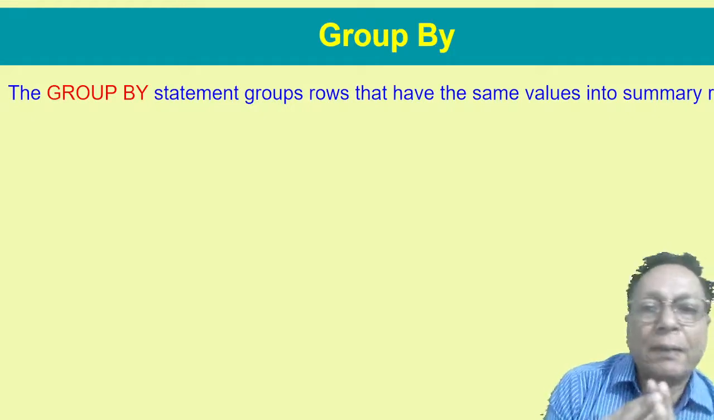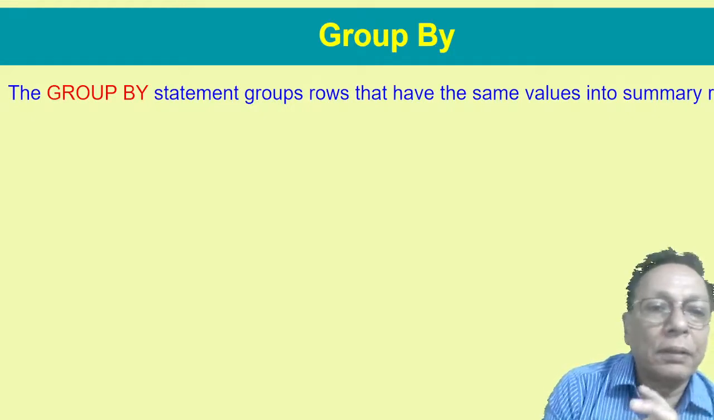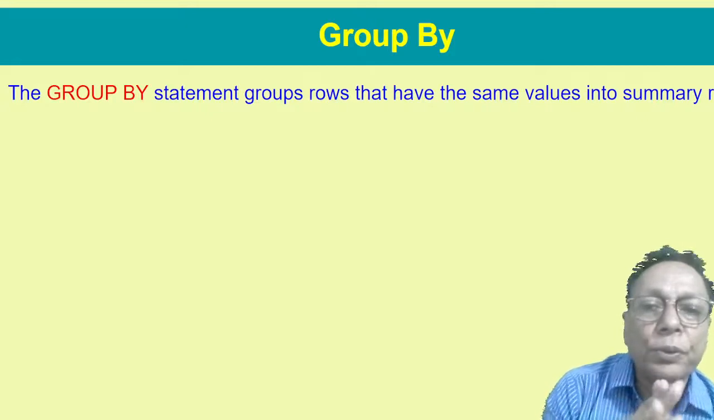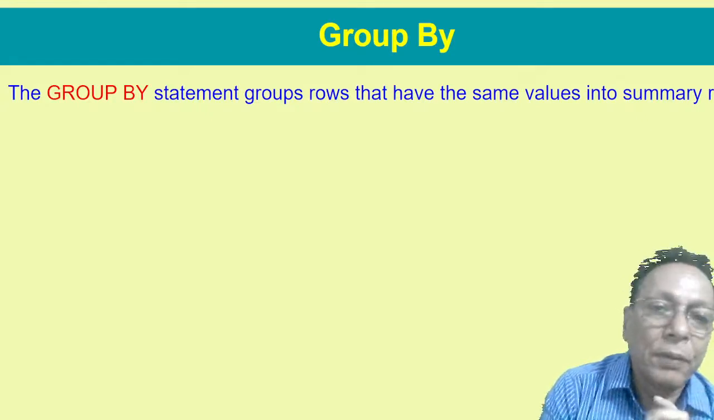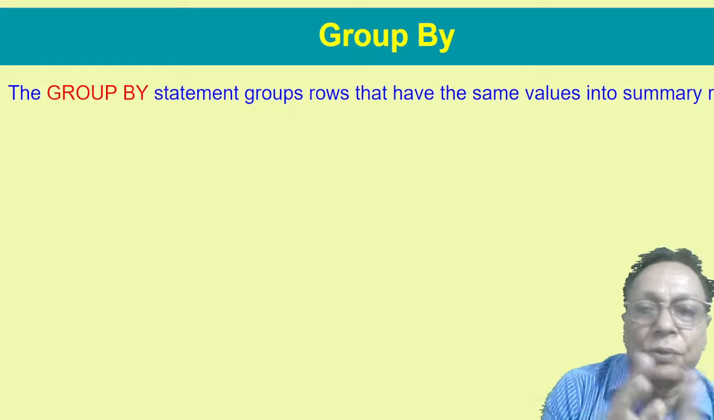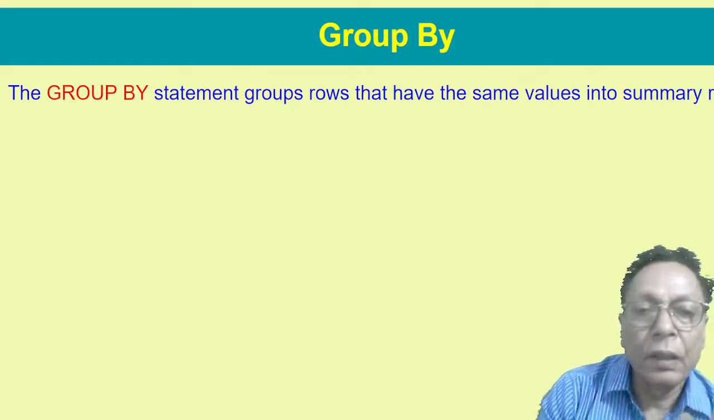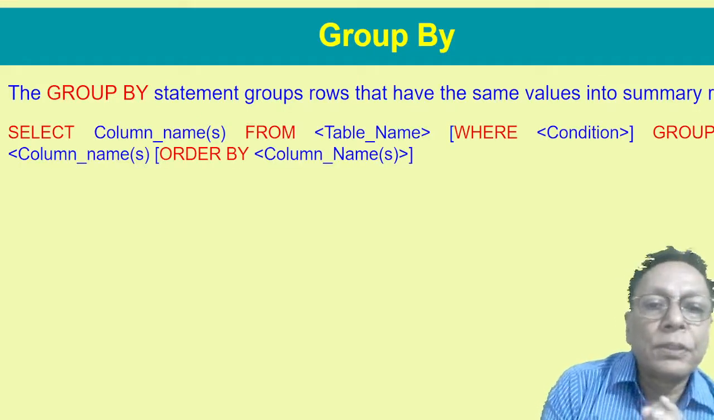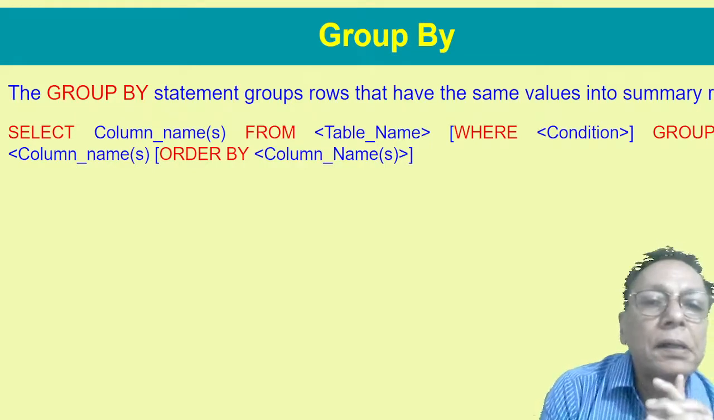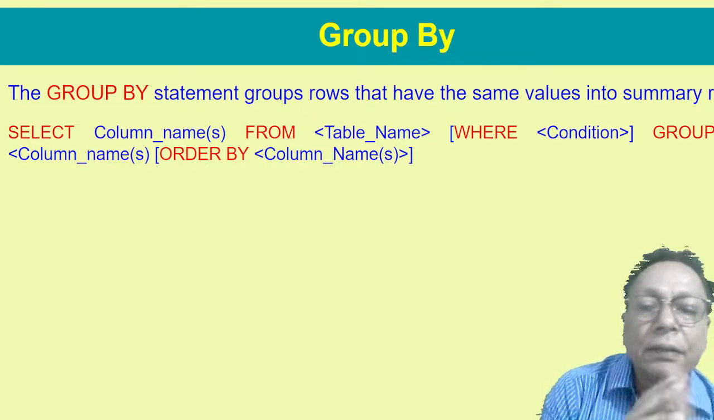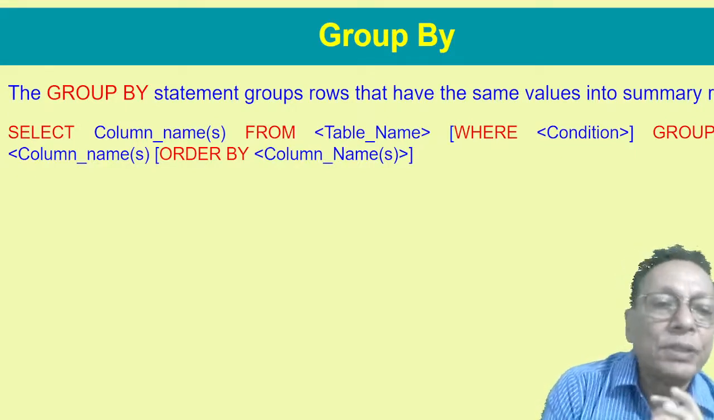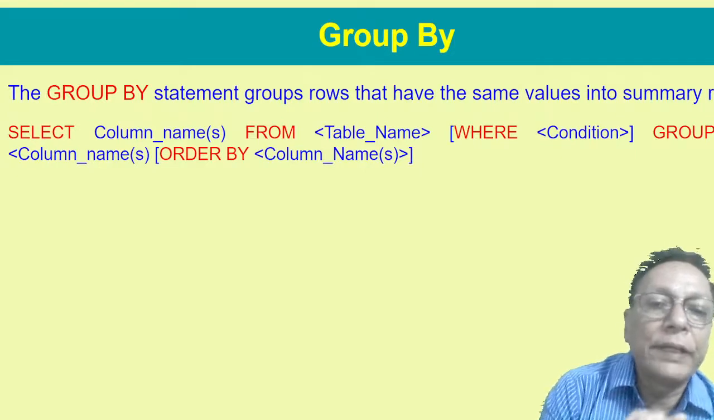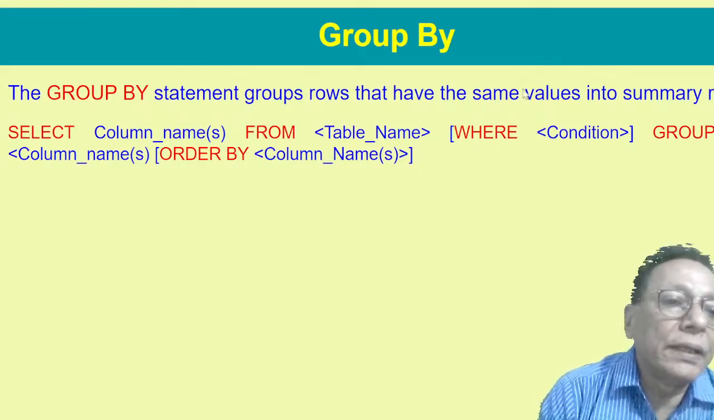Similarly, I'm going to take an example to demonstrate how to use group by in the database in MySQL. As the definition says, the group by statement groups rows that have the same values into summary rows. This is the way we can create the group by. So how do we apply the SQL statement? It's a very simple and very logical statement. This is the syntax.